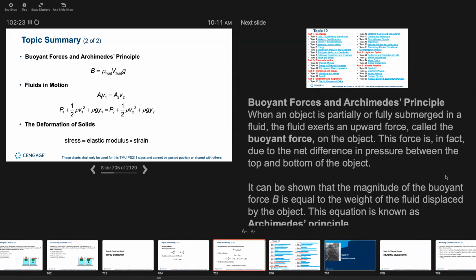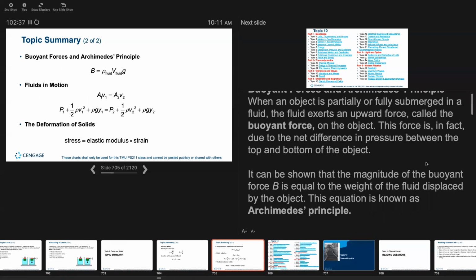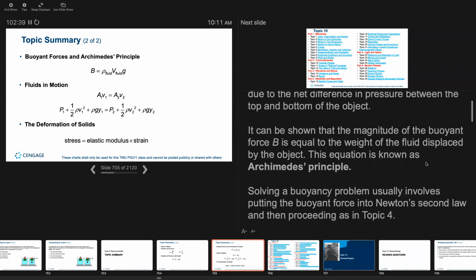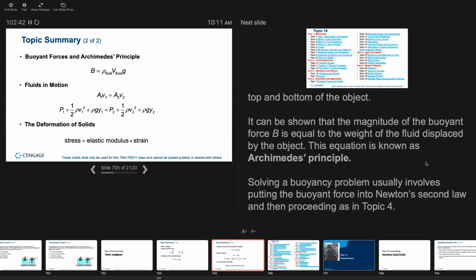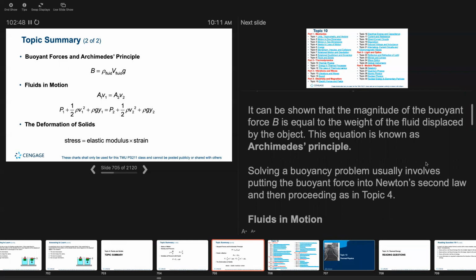And just finishing up here, last chart, buoyant forces and Archimedes' principle. When an object is partially or fully submerged in a fluid, the fluid exerts an upward force called the buoyant force on the object. This force is in fact due to the net difference in pressure between the top and bottom of the object. It can be shown that the magnitude of the buoyant force B is equal to the weight of the fluid displaced by the object. The equation is known as Archimedes' principle.